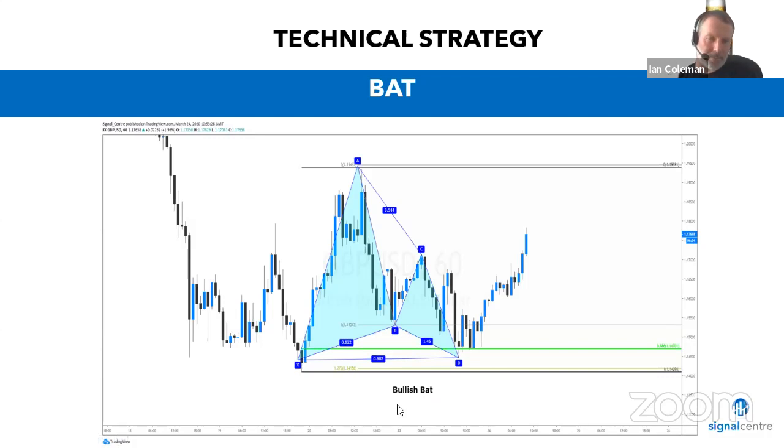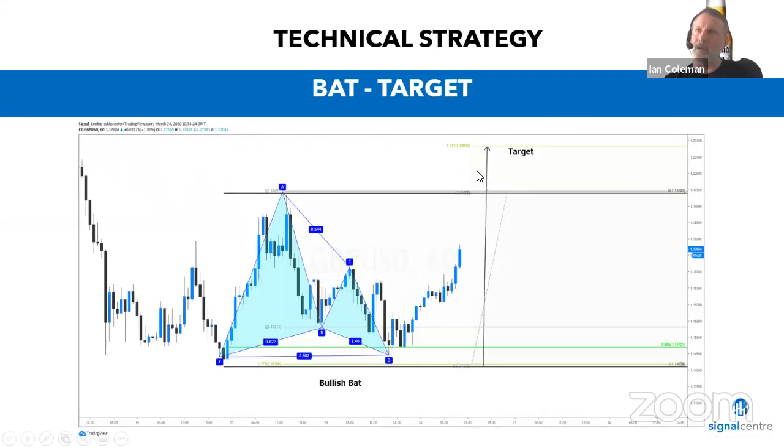And again, we're looking for 127.2% of the whole formation.